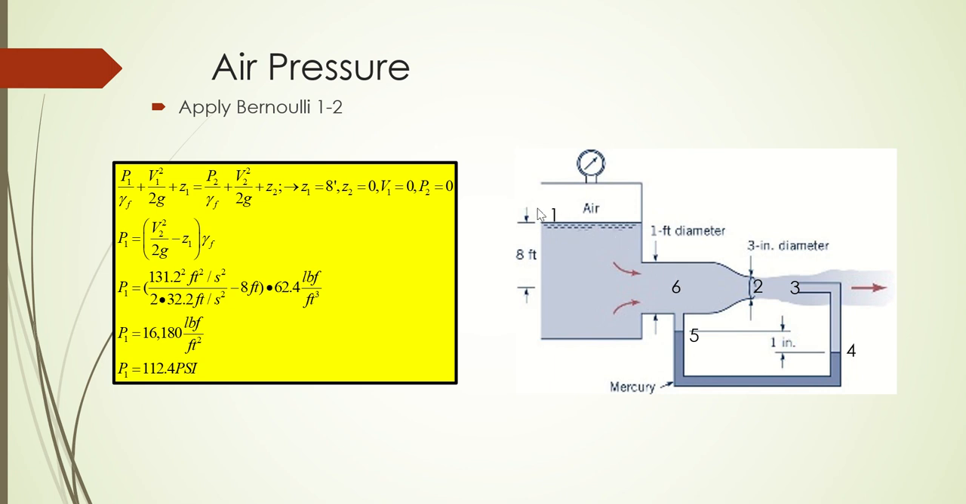So if I look at what's happening between 1 and 2, well, what do I know about 2? At 2, I know my velocity.